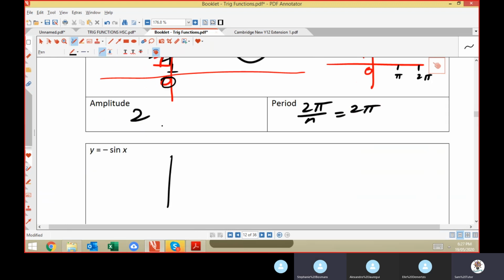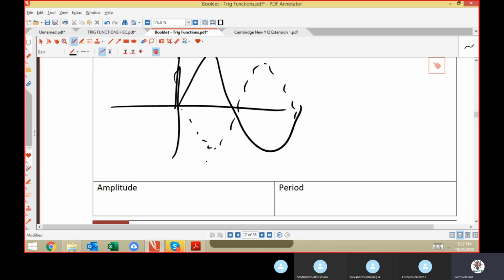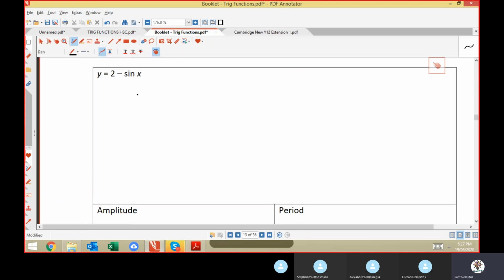Okay. Y equals sine x. I think you guys know what you're going to do with that one. There's your sine x. Just go the other way around. Those ones are not a problem. Just do what you've got to do normally. Let's see any other ones. That's not a problem.